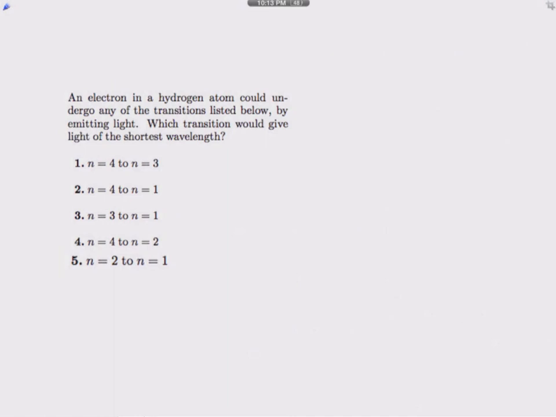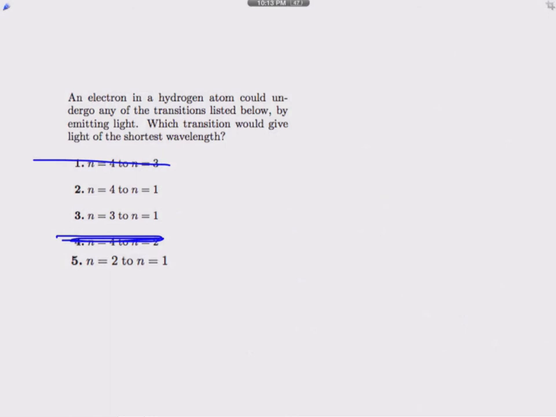An electron in a hydrogen atom could undergo any of these, which would give the shortest wavelength. Okay, the shortest wavelength is the light with the highest energy. So in order to get the highest energy, when you have a choice where the final position is N1, that's always going to be the highest choice. So we can eliminate anything that does not end on the first energy level.